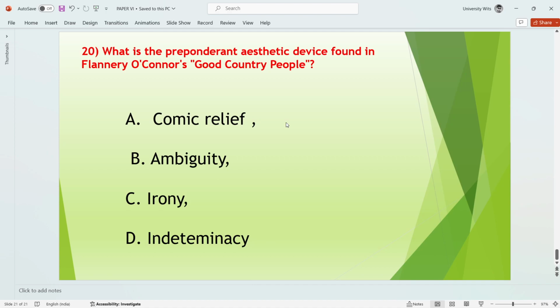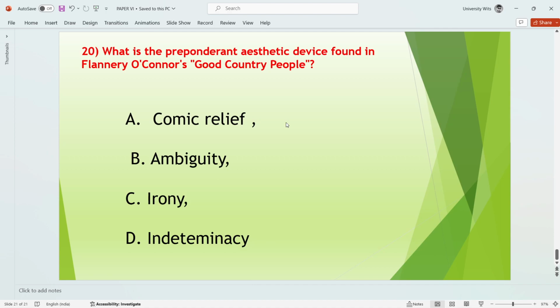The other options are not even associated. Ambiguity and indeterminacy, options C and D, are present in the story if you know those terms, but they are not the preponderant aesthetic device. The story's irony is more prominent in shaping its meaning and effect.